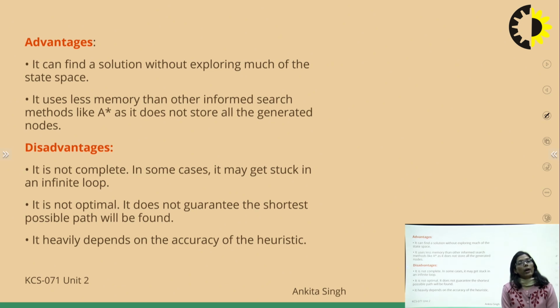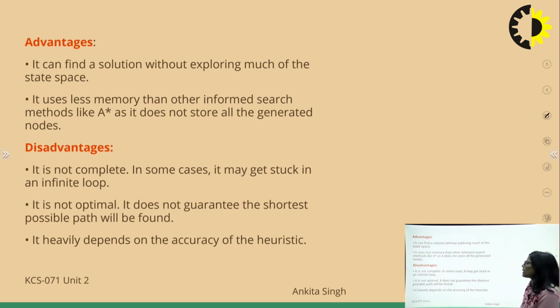Now, what are the advantages of the best first search algorithm? It can find the solution without exploring much of the search space. Obviously, since we have a heuristic value with us, we will be searching less of the search space. We will be exploring only the promising nodes which have good heuristic values. It uses less memory than other informed search strategies like A star. We will be studying A star later. So it is more memory efficient than A star.